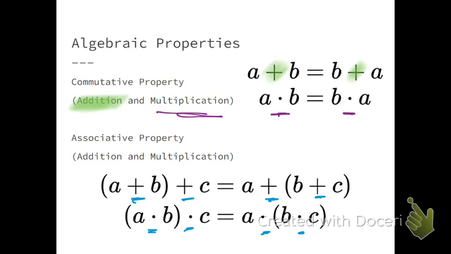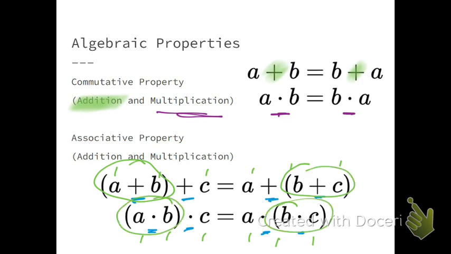And what changes here is not the order. You notice that the order stays the same. It says A, B, C, A, B, C, A, B, C, A, B, C. But what changes is the grouping. Here you've got the first two terms grouped. Here you've got the second two terms grouped. Same thing here. First two terms grouped, second two terms grouped. So this is talking about regrouping things.